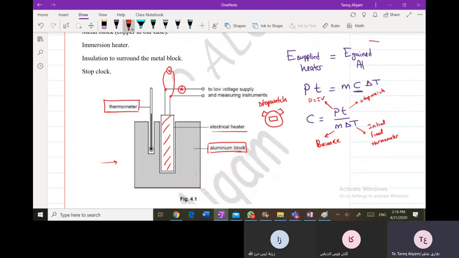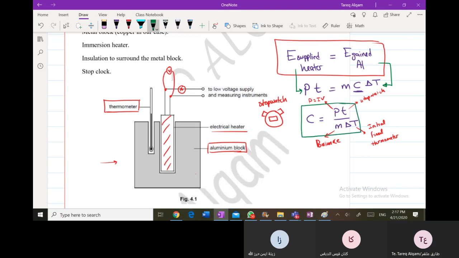Here, I have to use this concept. The energy supplied by the heater is equivalent to the energy gained by the aluminum. Energy supplied by the heater will be power times time. Energy gained by aluminum is mcΔT. Now, the aim of this experiment is to find the specific heat capacity. So specific heat capacity C equals PT over mΔT.